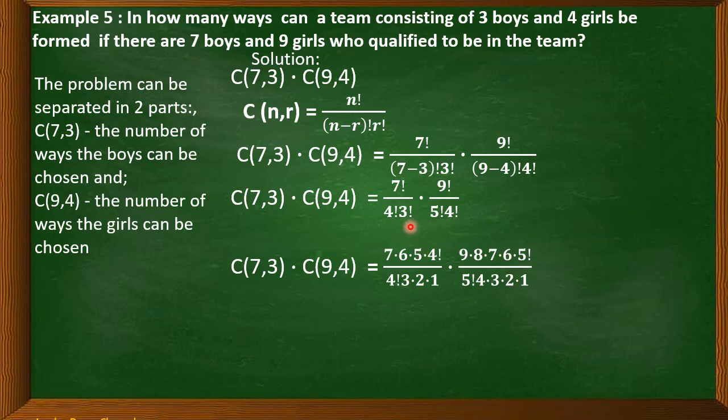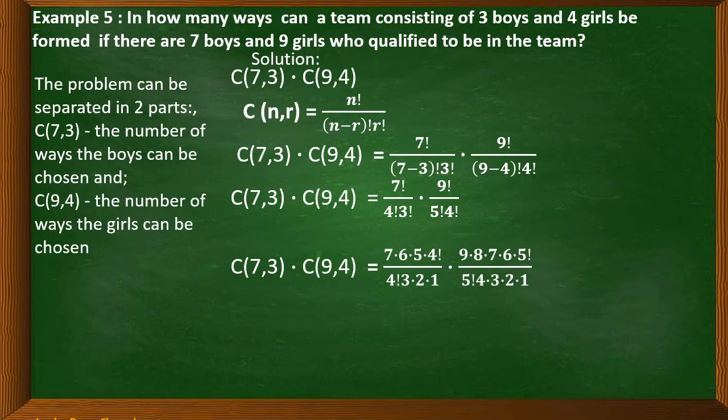Then 3 factorial will be expanded as 3 times 2 times 1. 9 factorial will be expanded up to 5 factorial. And we just copy 5 factorial in the denominator part, then expand 4 factorial as 4 times 3 times 2 times 1.